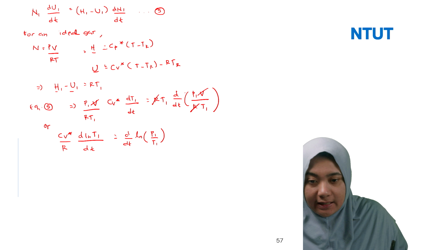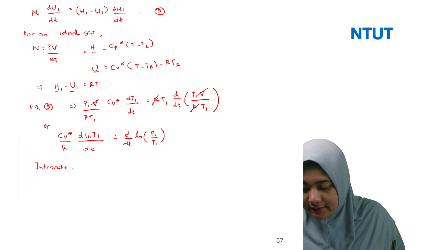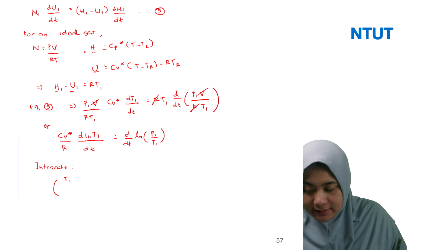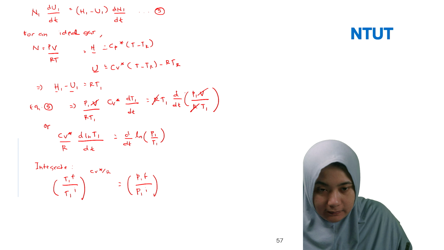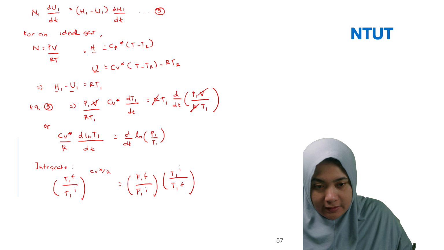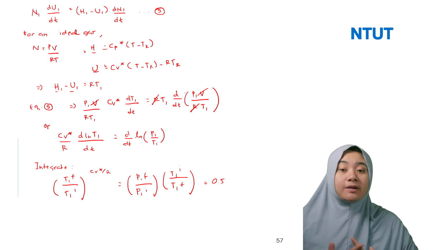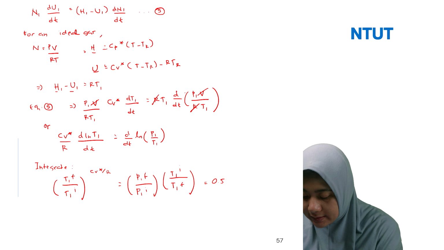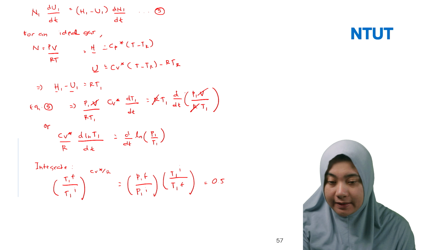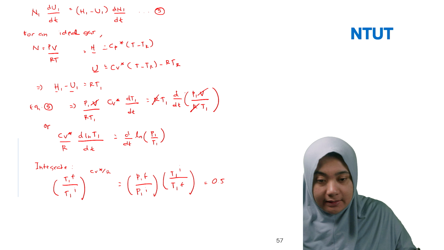Okay, and integral this equation. So you will have T1F equal to 0.5. Why 0.5? Because before it is 1, we have the case is half, yeah, half it's equalized. So it means that in here we have the T1F.